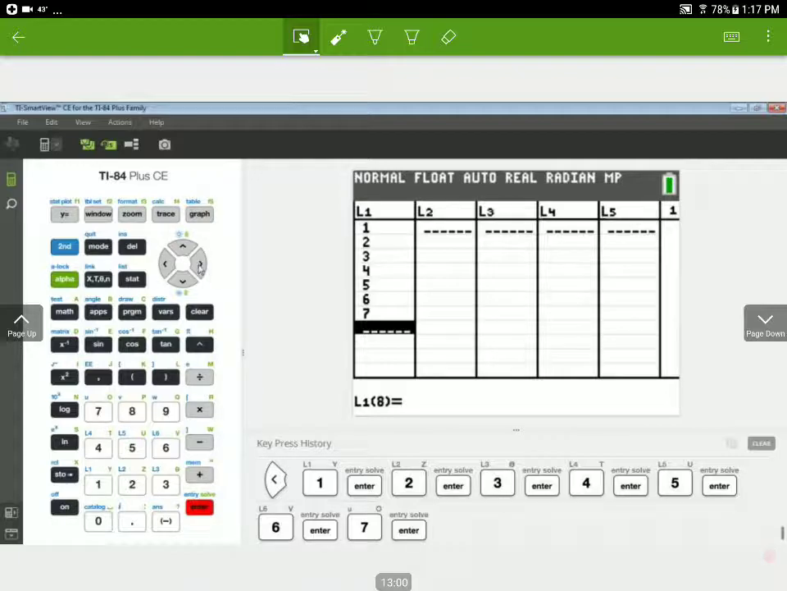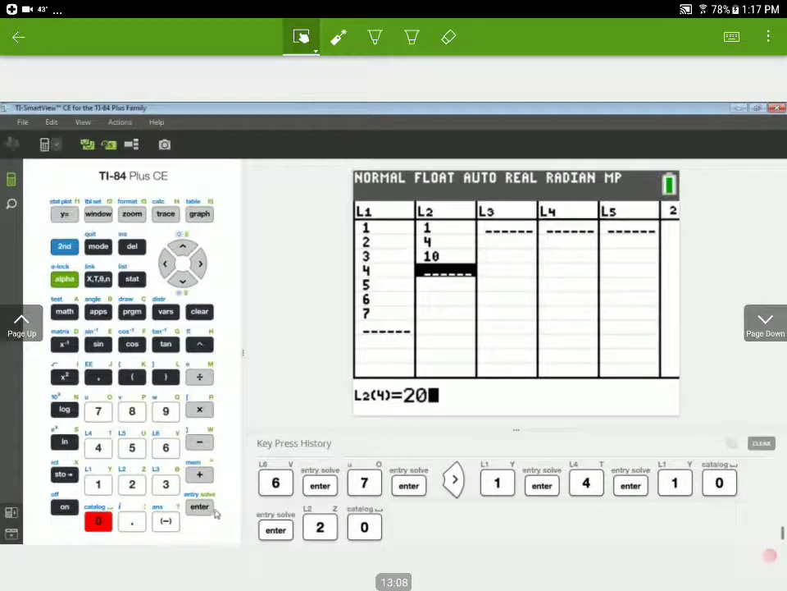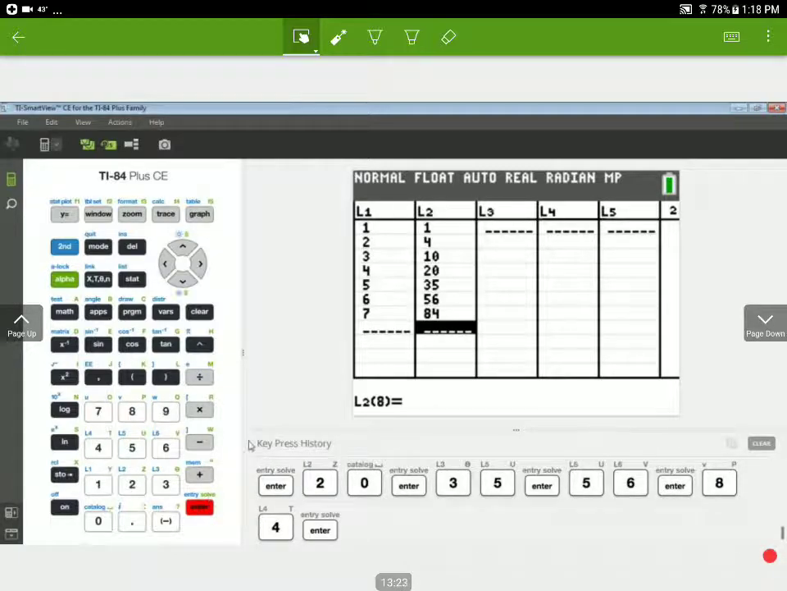Then go over to L2. They were 1, enter, 4, enter, 10, enter, 20, enter. I think the next one's 35, then 56. It's 20, 35, 56, and 84. Oh, hold up. We're not putting in the differences, we're putting the actual points in. Cool? All right, wait for everybody to get them in, give another 10 seconds.